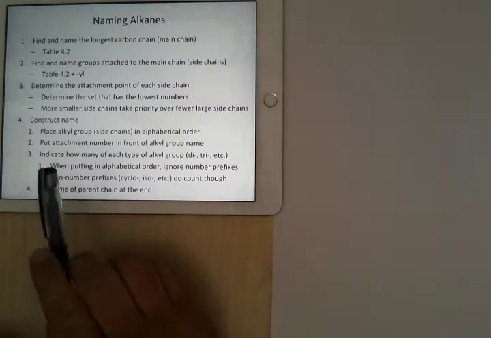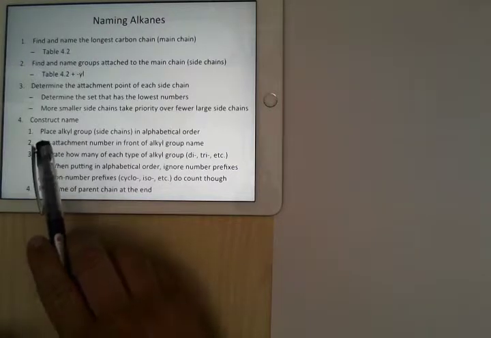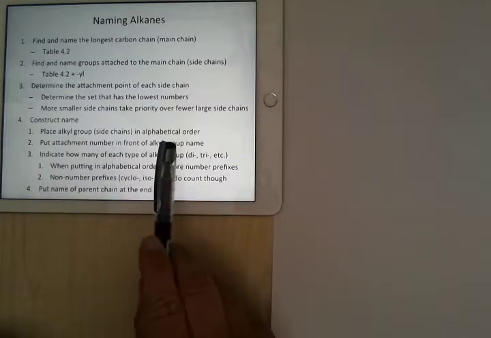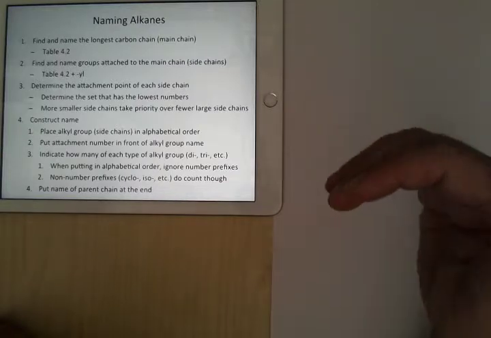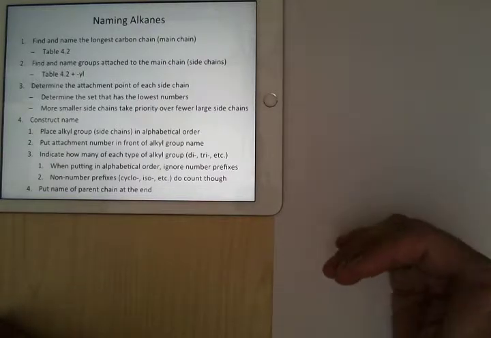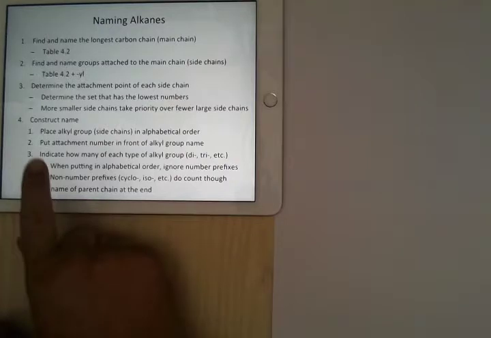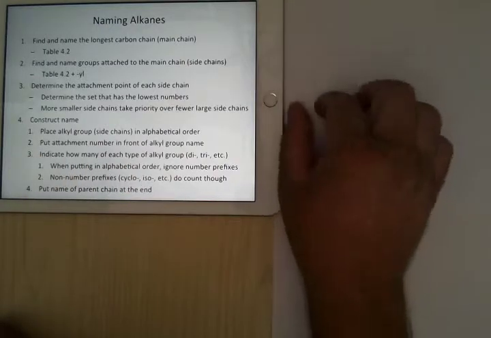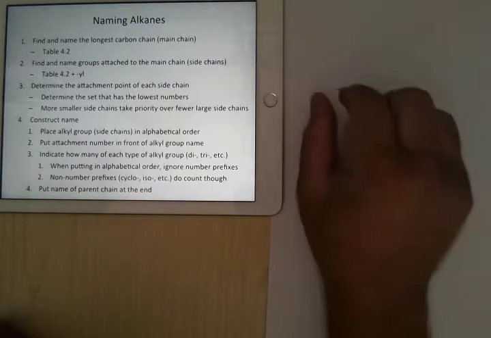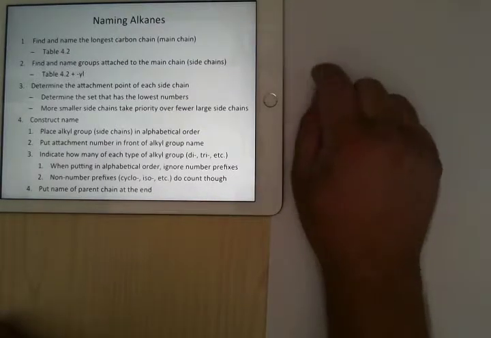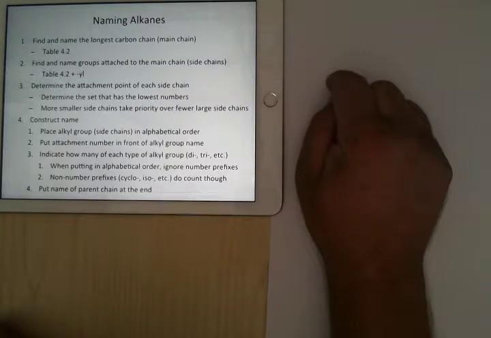Okay, so with that, the next thing you do is you put the alkane groups in alphabetical order. So ethyl will come before methyl, which will come before propyl. You put the attachment numbers in front of the alkane group, so it'd be like 2-ethyl, 5-methyl, something like that. And whenever you're going between a letter and a number, or a number and a letter, usually use a dash.